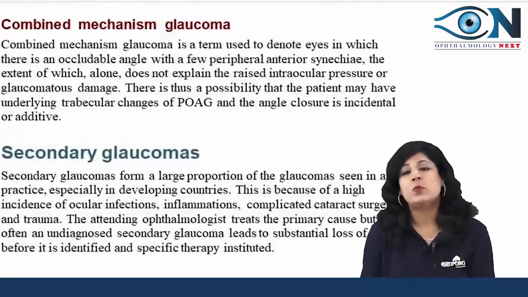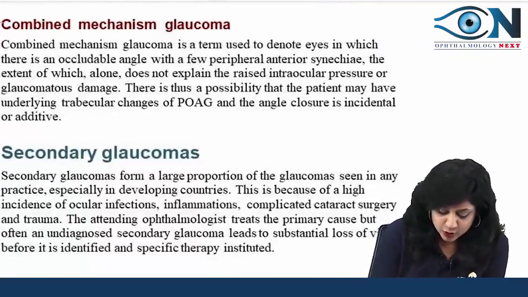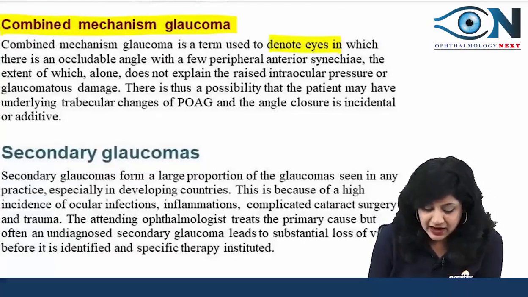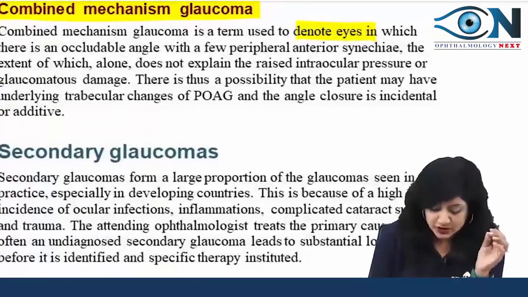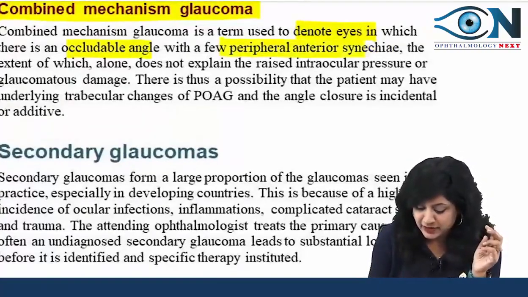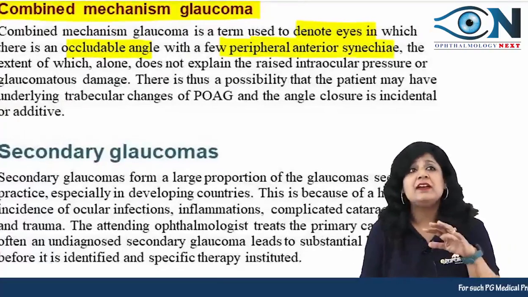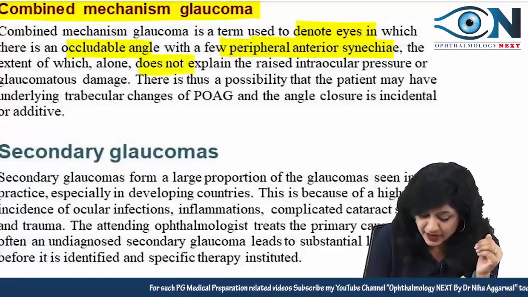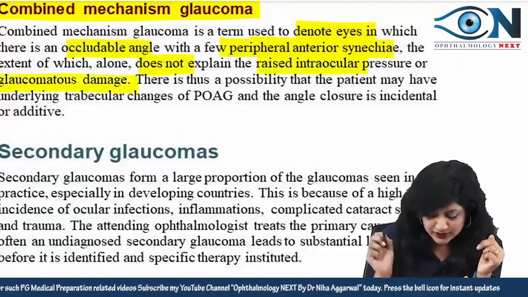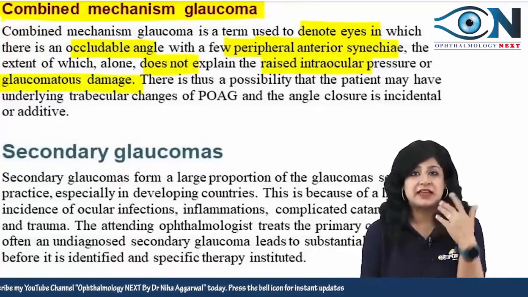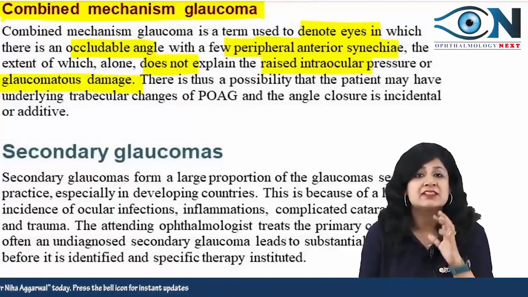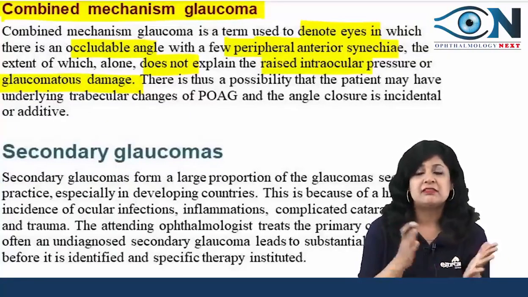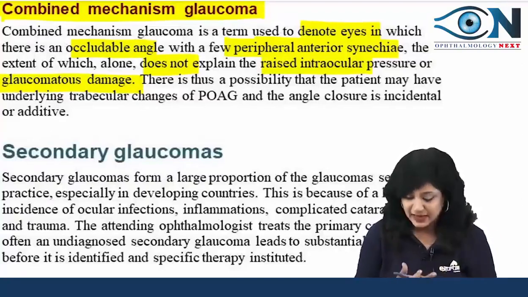Today we are starting with the combined mechanism glaucoma. Now what do you mean by combined mechanism glaucoma? This is a term to denote the eyes in which you have got an occludable angle with a few peripheral anterior synechiae, and it is of such an extent that alone it does not explain the raised intraocular pressure or the glaucomatous damage. So this means that there is something extra going on in this eye which has an occludable angle with very few peripheral anterior synechiae, and that actually denotes the combined mechanism.